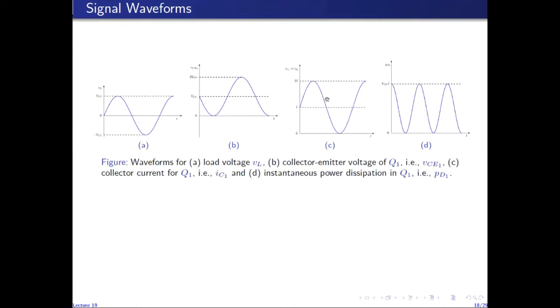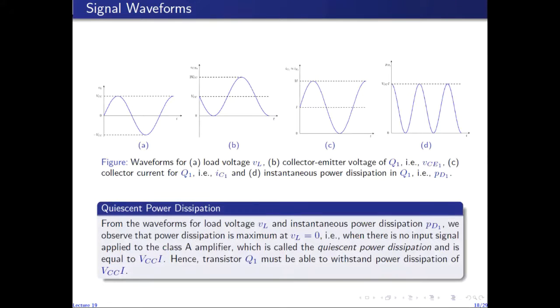If I multiply these two waveforms, I'll get the instantaneous power dissipation, which is shown here in this diagram. The maximum power dissipation in Q1 is given by VCC times I, the supply voltage times the bias current. This maximum occurs when the collector current has a DC value of I, VCE1 is equal to VCC, and VL is equal to 0. So at t equal to 0, when VL is 0, VCE1 is VCC and IC1 is I. Power dissipation is maximum, equal to VCC times I.